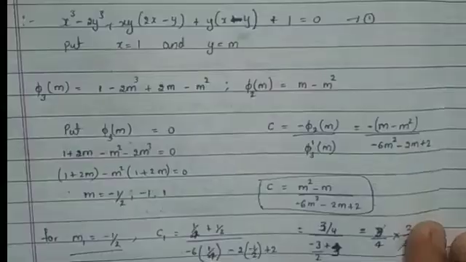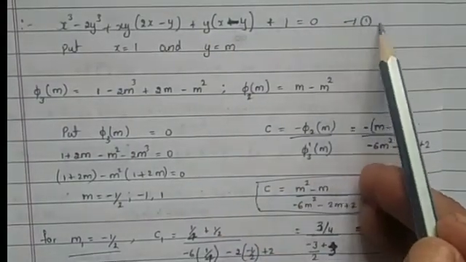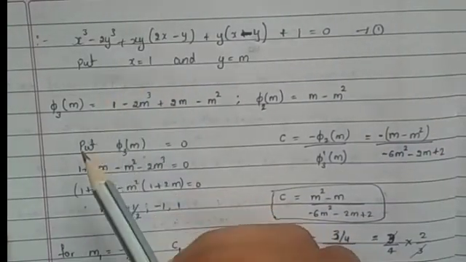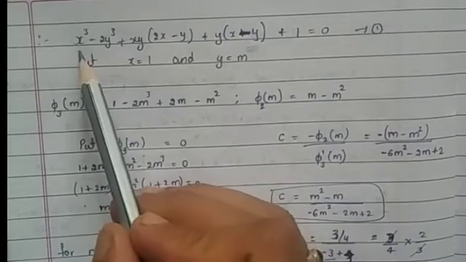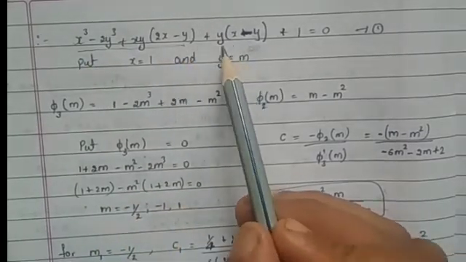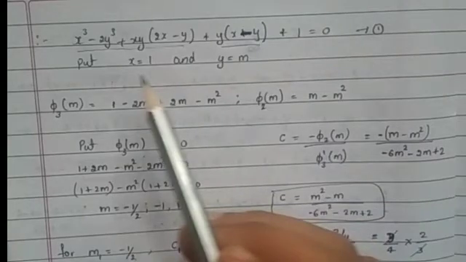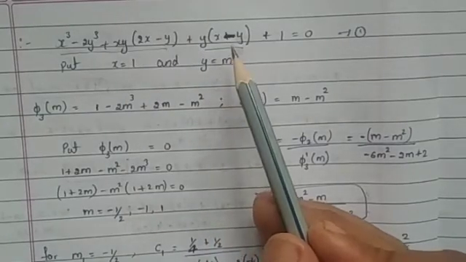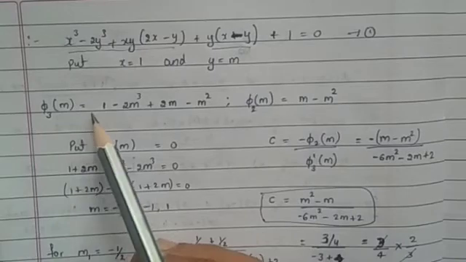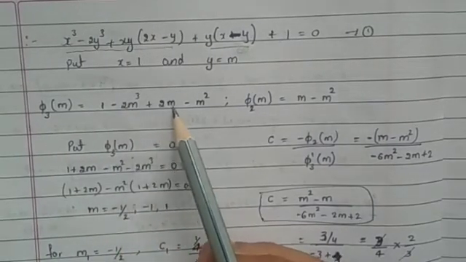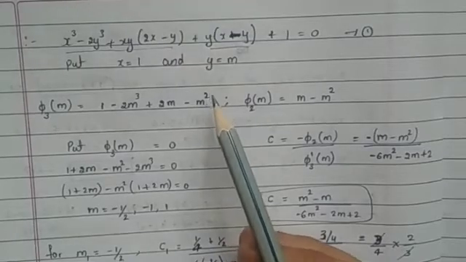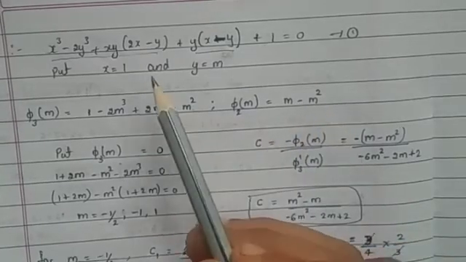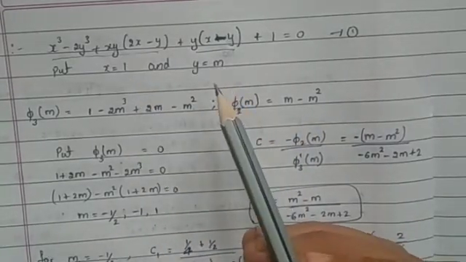The solution is: write down the given equation of the curve, then you call this equation number 1. You arrange the first 3rd degree terms and 2nd degree terms. This is the 3rd degree term and this is the 2nd degree term. First you simplify the given equation of the curve. After that you put x is equal to 1 and y is equal to m in the higher degree terms. You get pi 3 of m which is equal to 1 minus 2m cube plus 2m minus m square, and pi 2 of m which is equal to m minus m square, by putting x is equal to 1 and y is equal to m.